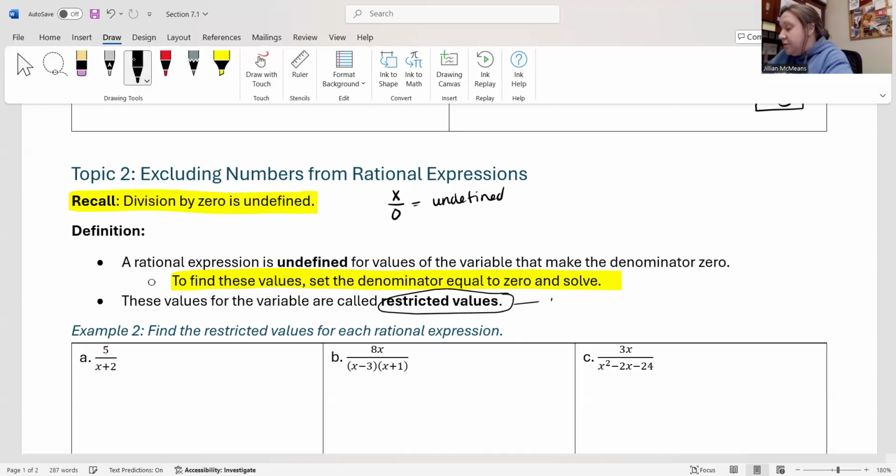So these are the values that cause a denominator to equal 0, which make the expression undefined.